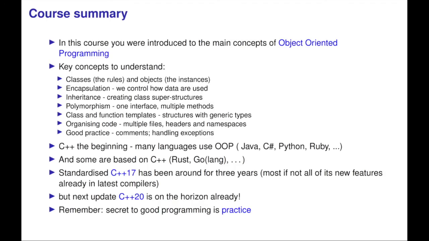So at the end of the course, there are a couple of more remarks I want to make. In this course, you were really introduced, and I really mean introduced, to the main concepts of object-oriented programming. The key concepts I really want you to take away from here, which essentially is the stuff I really want to see in your final code, are the use of classes, which are the rules, and objects, which are the instances. Encapsulation, we control how data are used. Inheritance, creating class superstructures. Polymorphism, one interface, multiple methods. Class and function templates, structures with generic types. Organizing code: multiple files, headers, and namespaces, all used perfectly well with header guards and all the other stuff.